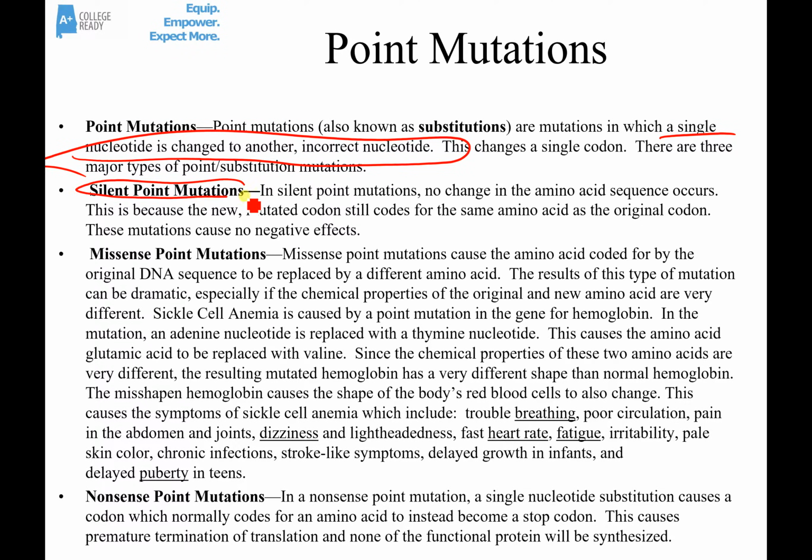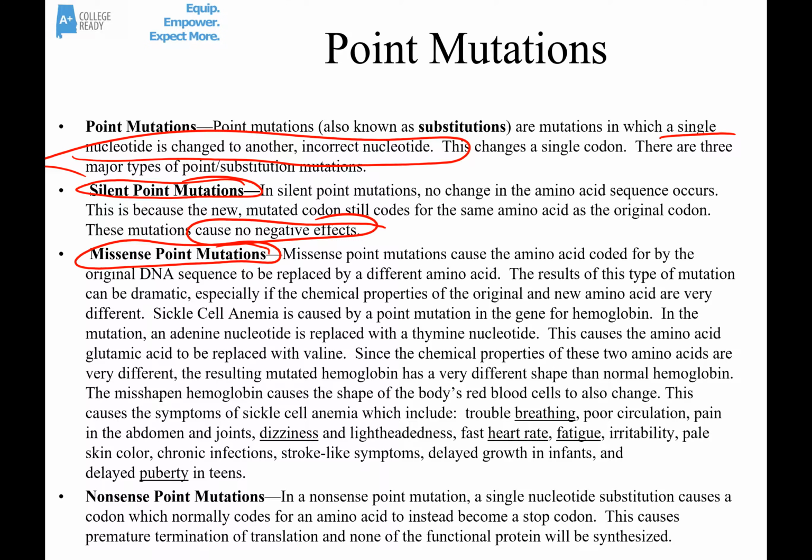One type is a silent point mutation. In these mutations, even though one of the nucleotides is changed, the resulting codon still codes for the same amino acid. So therefore, the amino acid sequence doesn't change, the protein doesn't change, and even though a mutation happened, there are no negative effects.